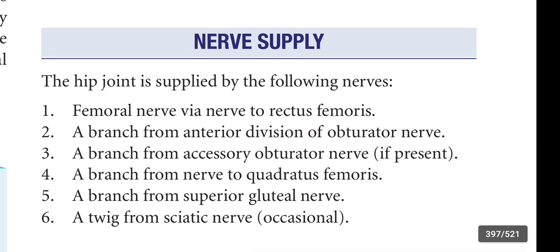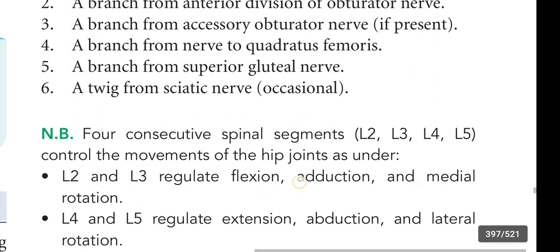Next, nerve supply. The hip joint is supplied by the following nerves: femoral nerve via nerve to rectus femoris, a branch from the anterior division of the obturator nerve, a branch from the accessory obturator nerve, a branch from the nerve to quadratus femoris, a branch from the superior gluteal nerve, and a twig from the sciatic nerve, which may be occasional.